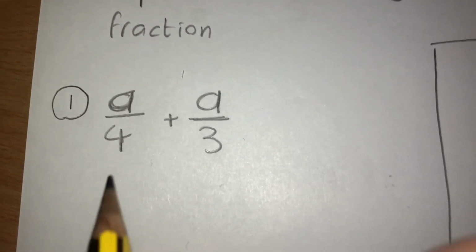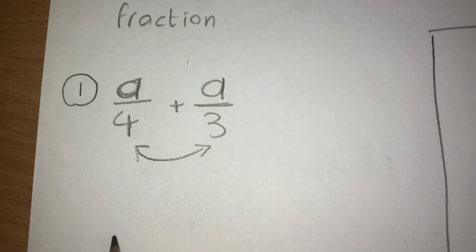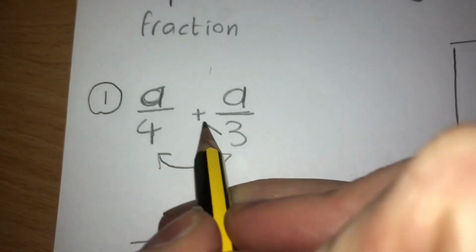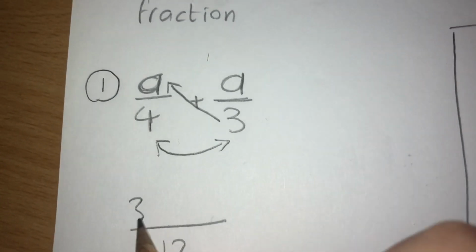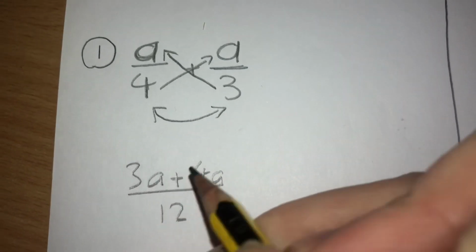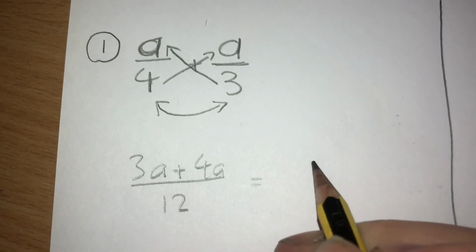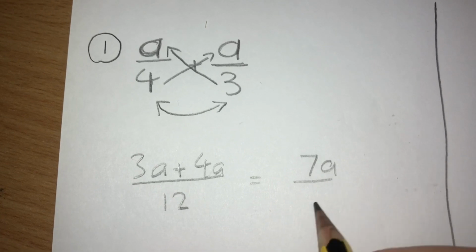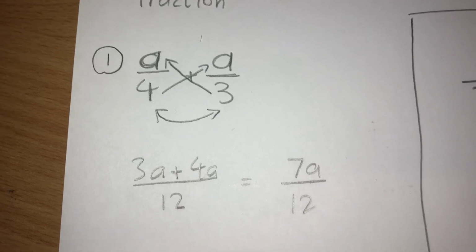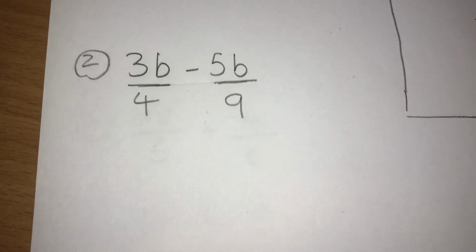So the first thing we need to do is multiply the denominators to find a common denominator. So 4 times 3 is 12, and then I cross multiply to change the numerators. 3 times a is 3a, 4 times a is 4a. It is an adding question, so that is add in the middle, and then we just simplify on the top line. 3a plus 4a is 7a over 12, and that is that rewritten as a single simplified fraction. Okay, and these will get progressively harder, but we'll work our way up to them.